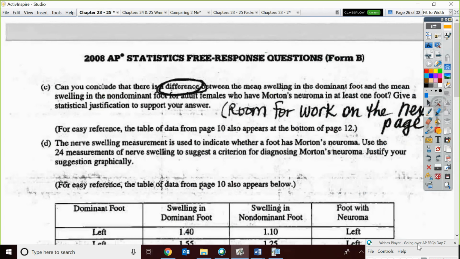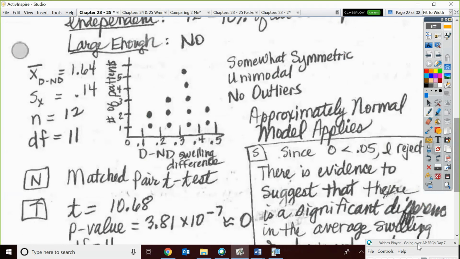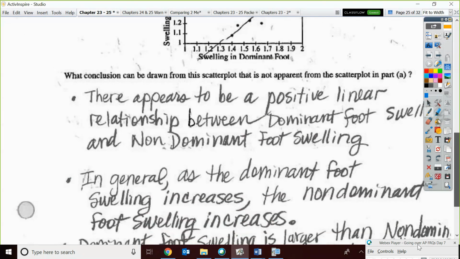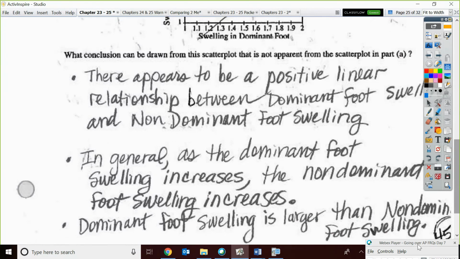Okay, so when I did my actual answer, I said, let's see here. There appears to be, oh, look at that. There appears to be a positive linear relationship between the dominant foot swelling and the non-dominant. Hey, I'm not going to lie. I bet you I did that because it was in the answer key. I'm not so sure that I would have gone to that place right off the bat because they didn't ask what type of association is there. They said, what's apparent and not apparent from the other one.